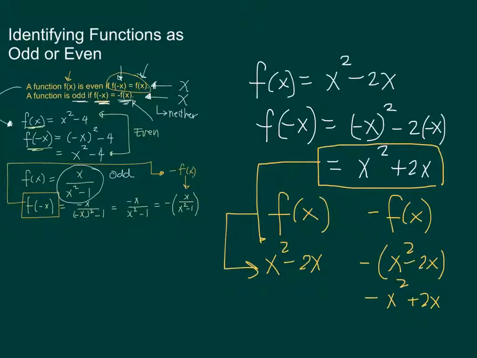When I check the negative of f of x, the negative of f of x is negative x squared plus 2x, but the f of negative x is positive x squared plus 2x. Therefore, they're not the same, so this function is not an odd function. So it's neither odd nor even. Okay? So I hope that example gave a clear understanding on how to identify functions as odd or even.